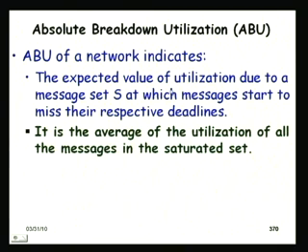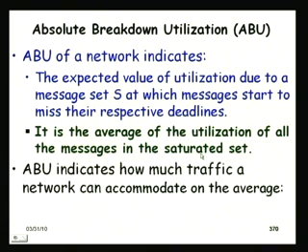Of course, it is the average value, because it can occur for different scenarios. So, it is the average of utilization of all the messages in the saturated set. This is another interpretation of this. So, if we can find out the saturated set of messages, all the possible sets of messages where they are just schedulable, and then find out what the utilization was for those sets of messages, then that is exactly the absolute breakdown utilization.